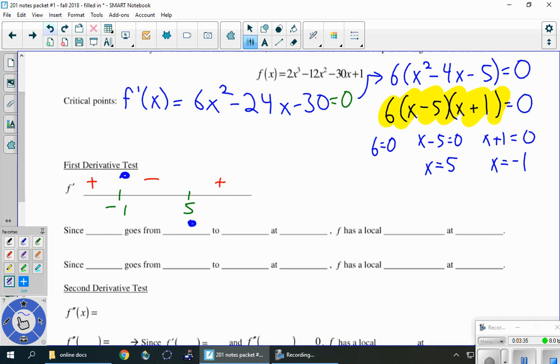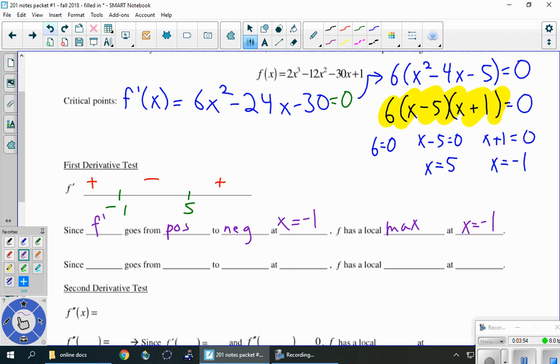And so that's all we're going to do, fill in the blanks here to state that. Since f prime goes from, I'm focusing on the -1 here, positive to the left to negative just to the right, at x equals -1, f has a local maximum, increasing to decreasing at x equals -1. Now focusing the attention on the 5, again it's f prime, but here just to the left of 5, f prime is negative, and then to the right of 5, positive. At x equals 5 is where we change. F must have a local, let's see, decreasing and then increasing. That must be a minimum at x equals 5.